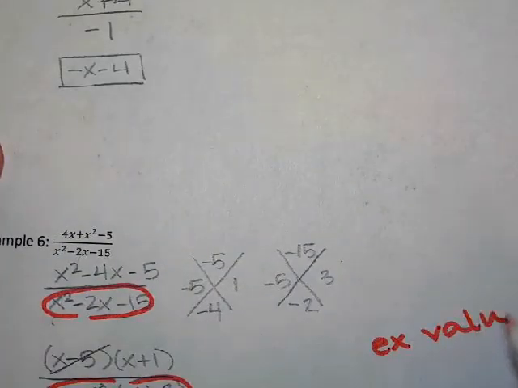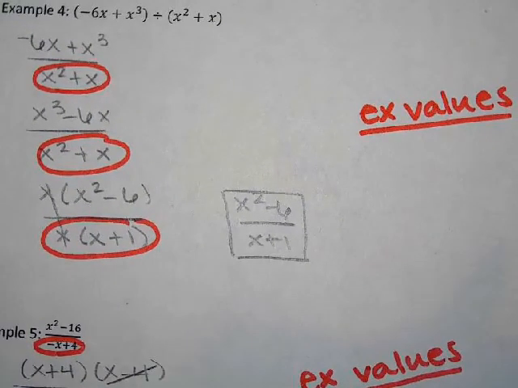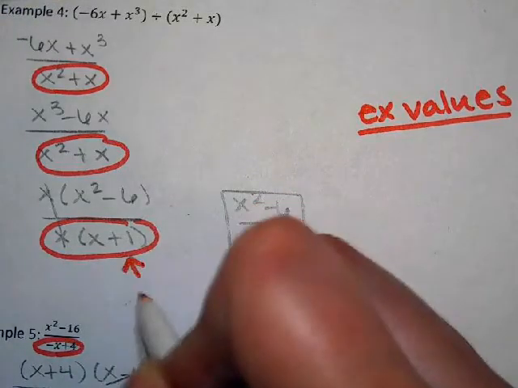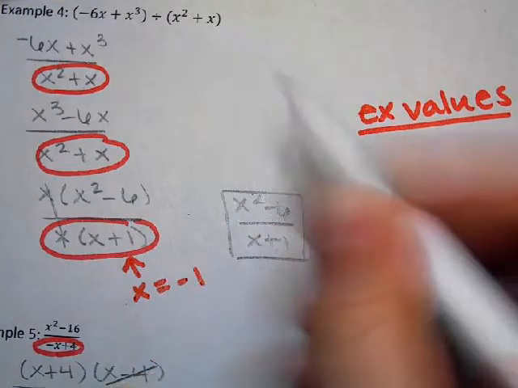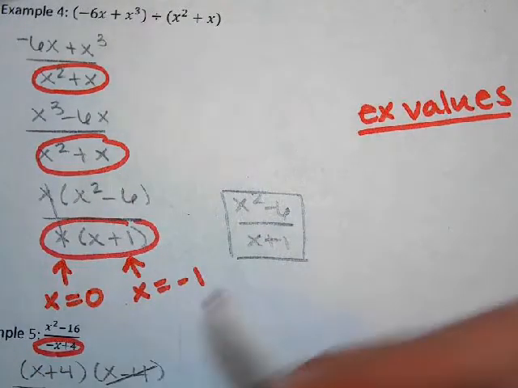Anyone want to share what their excluded values were for number 4? Yes, Alex. -1, 0. Okay, perfect. So we got x equals -1, x equals 0, and then because they're excluded values, we say cannot equal 0, cannot equal -1. Does that make sense, everybody?